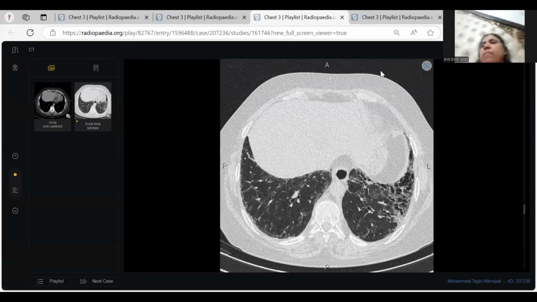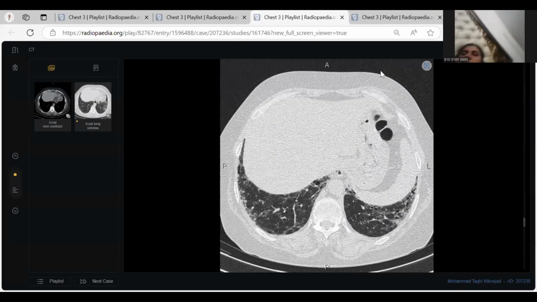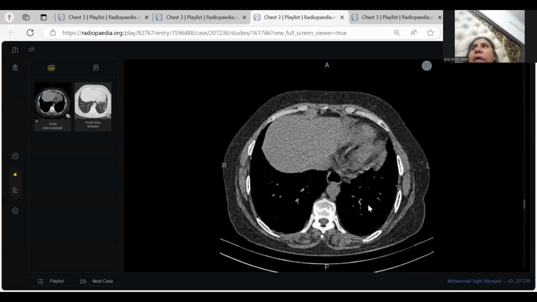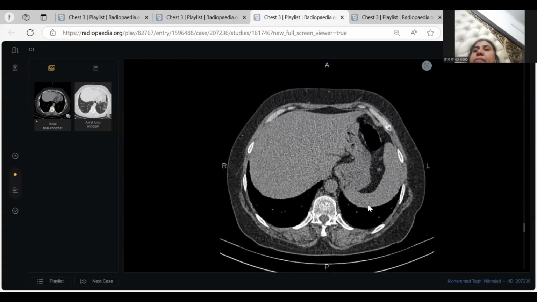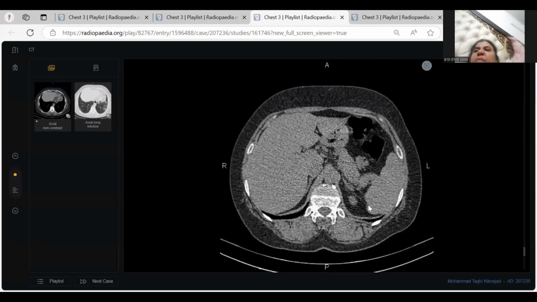Excellent. I'm waiting for you. What's your differential diagnosis? Here I can see the esophagus appears to be dilated, so this is likely scleroderma.